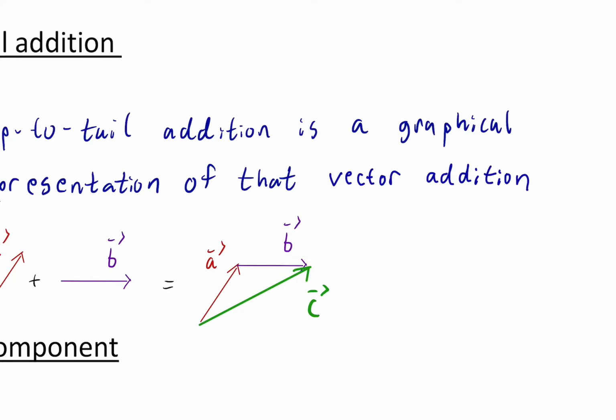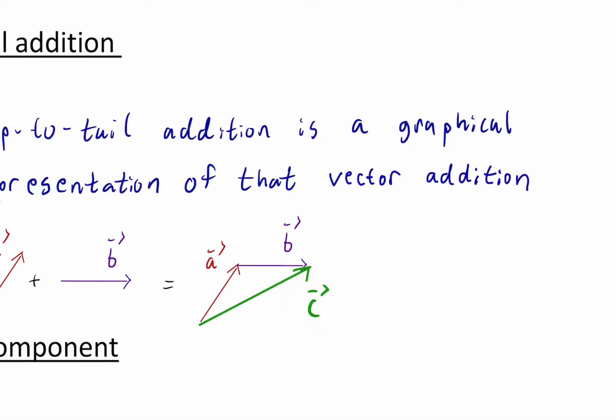So it's tip to tail. The tip of A touches the tail of the next vector. But the order wouldn't matter, would it? I could add B to A. All right, I could do B first and then A, and I'd get the same result, this time called C, represented as a green vector, right, the longer arrow.